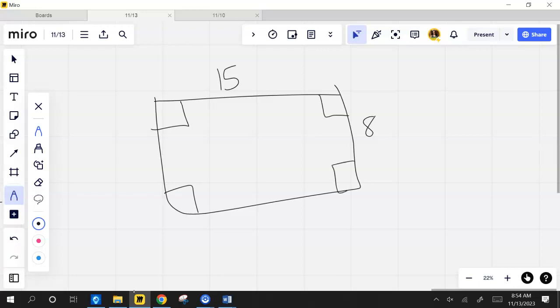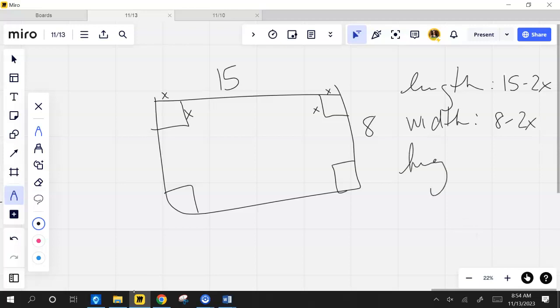So for this one, my length is going to be, and if these are all x, 15 minus 2 x's. My width, 8 minus 2 x's. And then my height is just that x that I took out, because these sides fold in. These are the x, they fold in, and the height is going to be that part that I took off. So my height is just x.